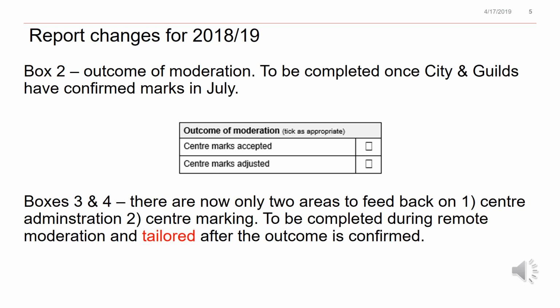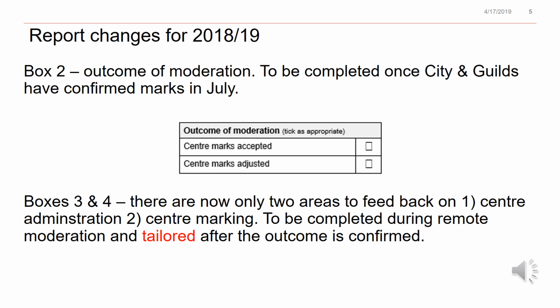Boxes 3 and 4 show that there are only two areas to feed back on. The first one is admin, so centre administration, and the second one is centre marking. These two areas are completed during your remote activity and then tailored once the outcome is confirmed.